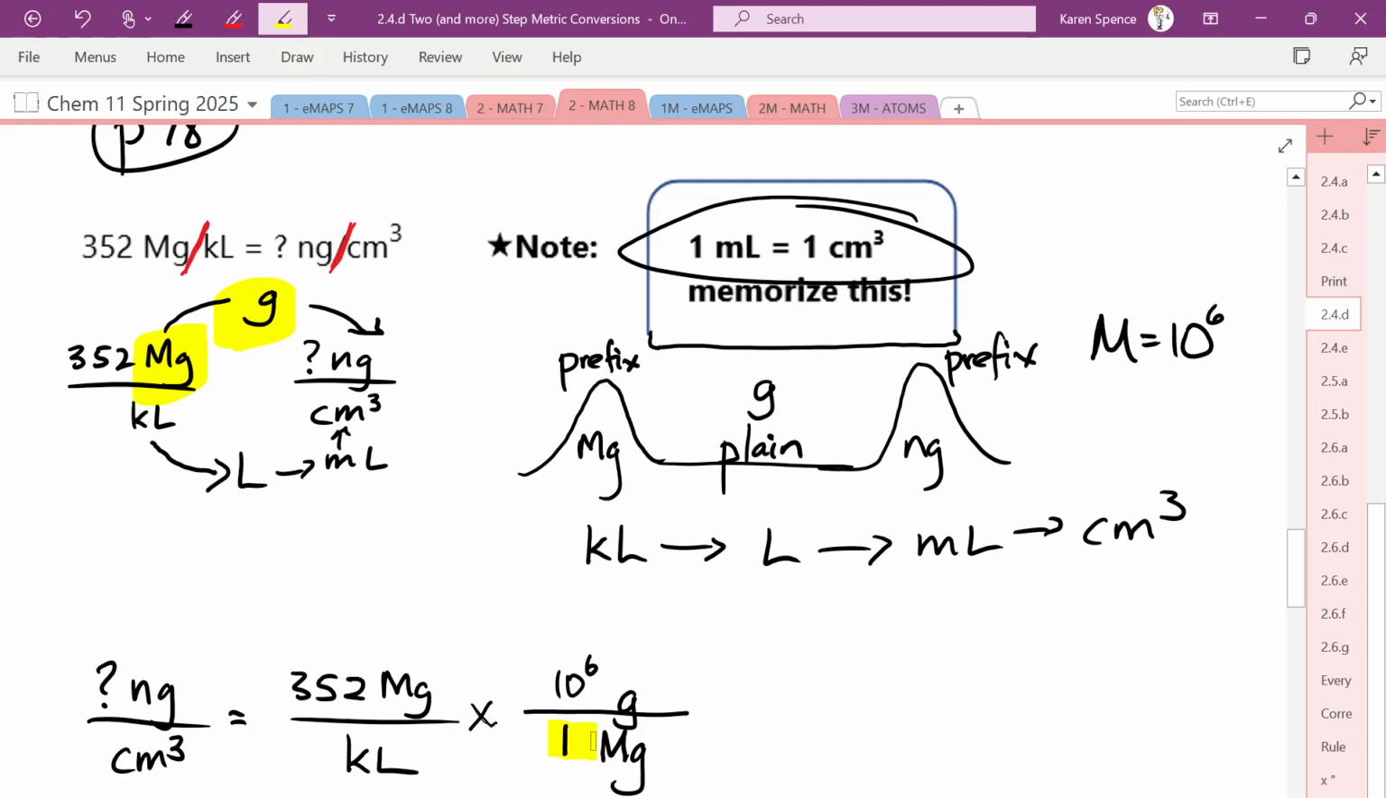Okay, the 1 goes with the prefix. I appreciate that. You get an A+, sir.